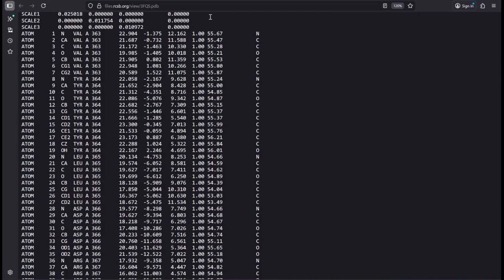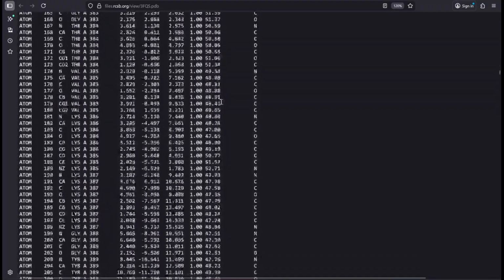Now, the B factor can be characterized or divided in different ways. For example, as Professor Pomiha also mentioned, if the B factor is around or less than 10, you can say that the atom is very rigid. Whereas if it's greater than 50, that means the atom is quite flexible. In this case, it makes sense that the atoms of the terminally positioned amino acid residues will be highly flexible. So we see 55.67, 55.47, 55.28, very high values exceeding 50, which means these atoms are quite flexible.